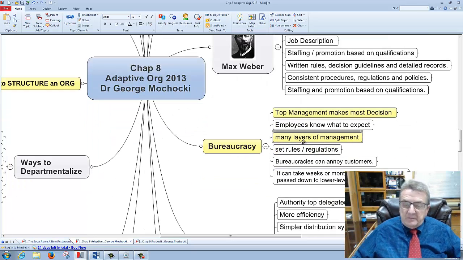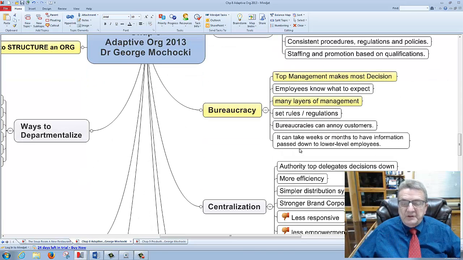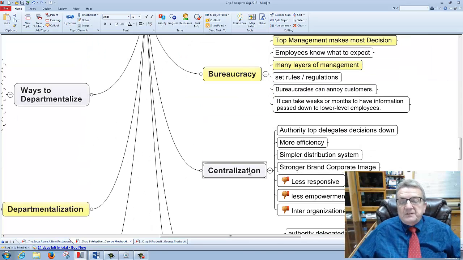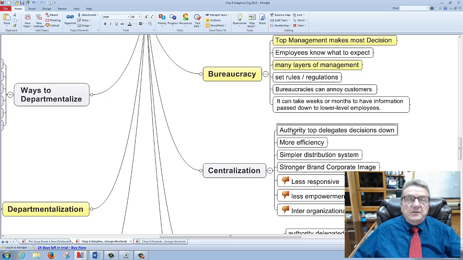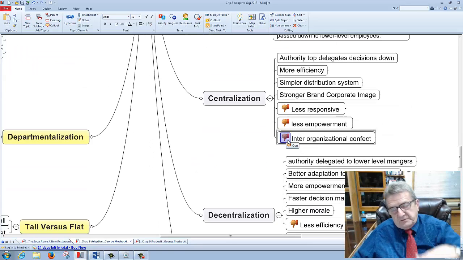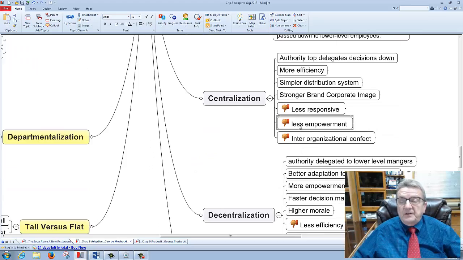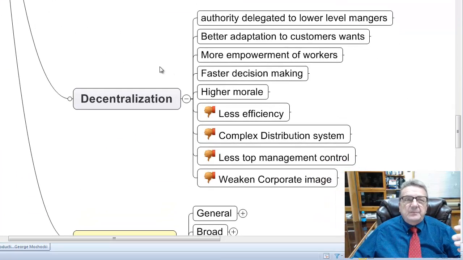Okay, bureaucracy: many levels, rules and regulations. Centralization: authority starts at the top and dwindles down. Less responsive, less empowerment. They feel that because of rules and procedures, and some people like that. Don't get me wrong, some people want the very rules and procedures.